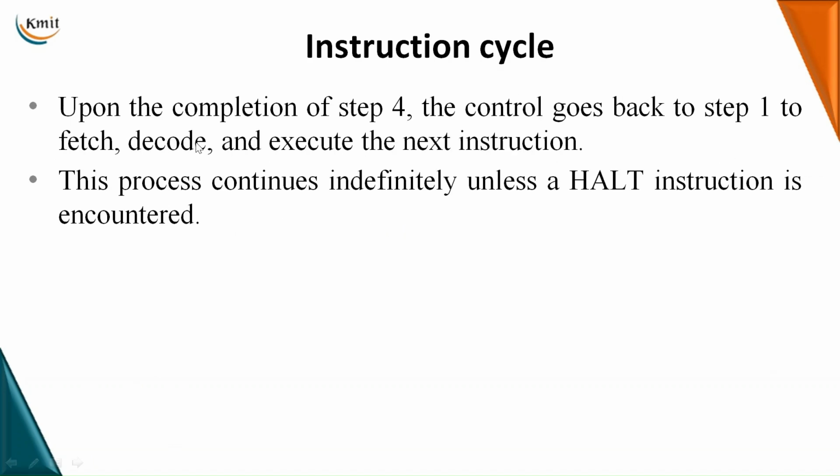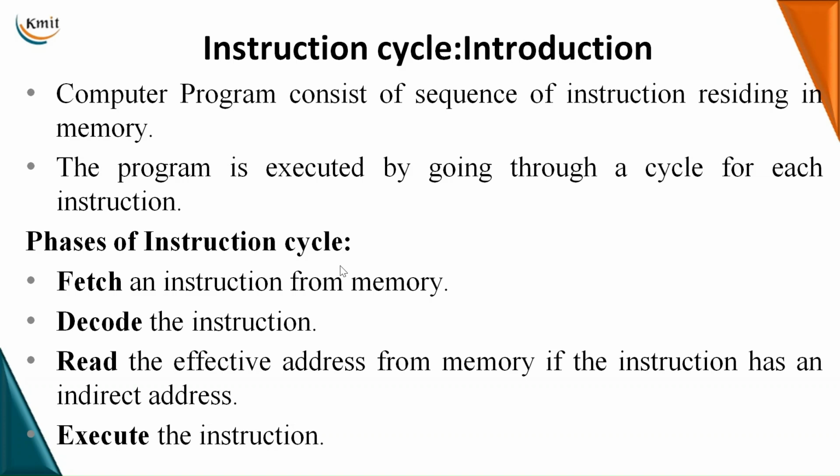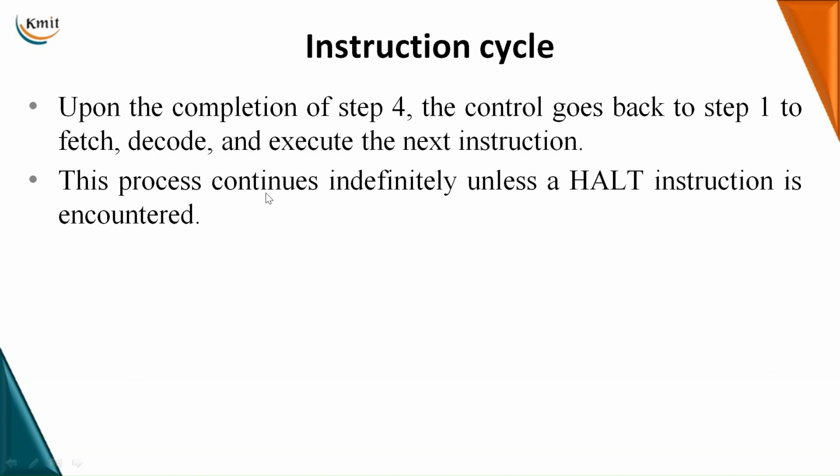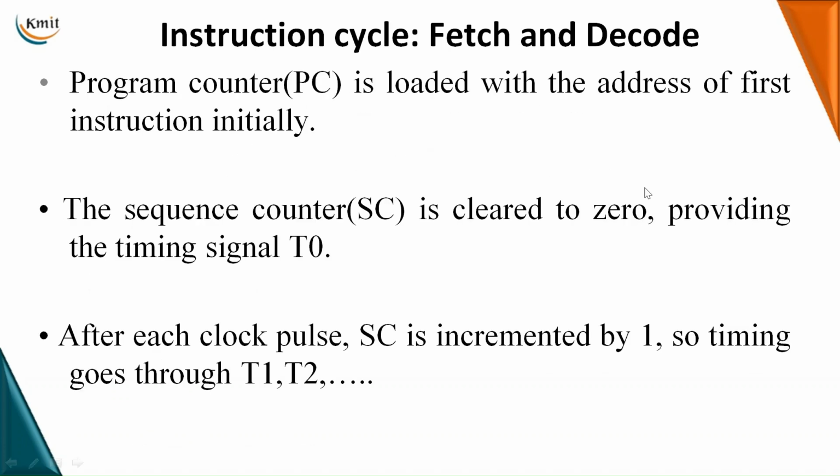Upon the completion of step 4, the control goes back to step 1 to fetch, decode and execute the next instruction. Similarly, all the instructions present in the program go through the instruction cycle. This process continues until the last instruction of your program, the halt instruction, is encountered. We'll see each and every phase of an instruction cycle in detail.